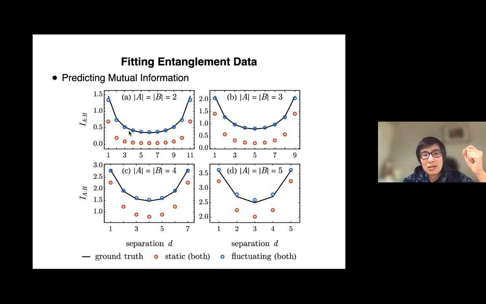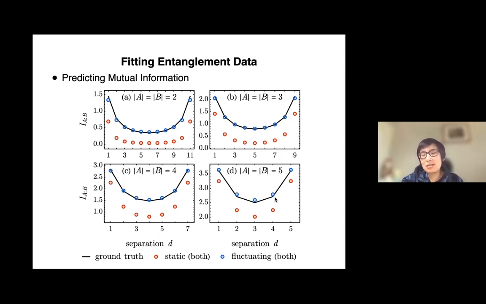This black line is the ground truth, and the blue dots are the fluctuating model. If we include the gravitational fluctuation, we can capture the mutual information much better than a static model. The static model is also trained on both single and double region data. In principle, if it can fit everything, it should be able to learn this mutual information, but it can't. It's intrinsically not able to be captured by a static model.